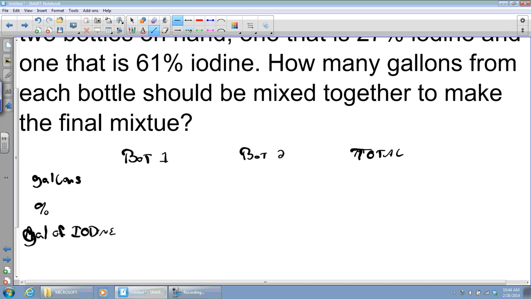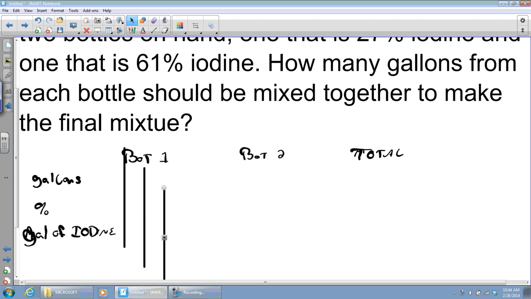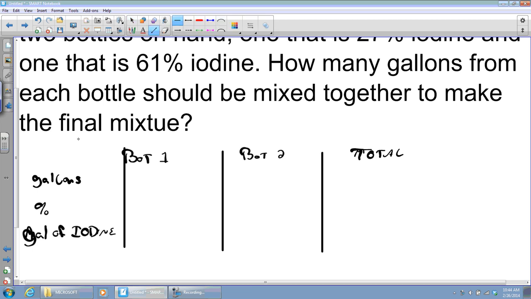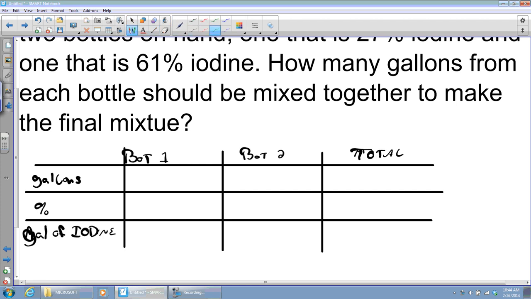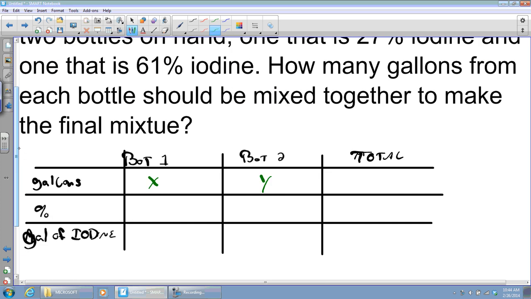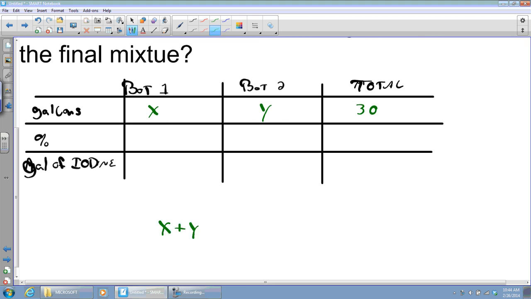And so I'll make my little chart. There we go. And so we'll have X gallons from bottle 1, Y gallons from bottle 2. And how many gallons did they need to make altogether? 30 gallons. Got my first equation, x plus y equals 30.